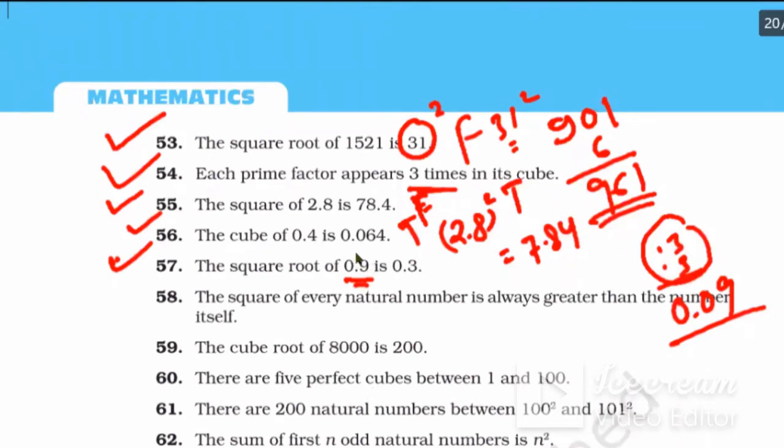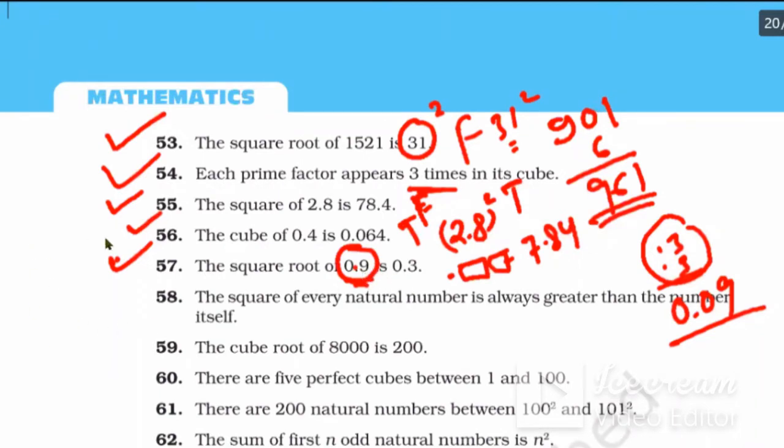False. You cannot have a square root of 0.9. For a square root, you need to have two digits after the decimal point. Then only you can have a square root of that number. So a single digit you cannot have.